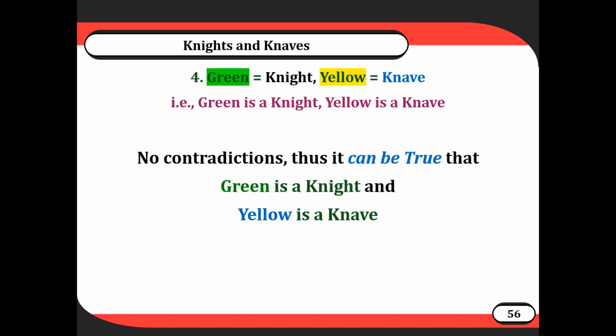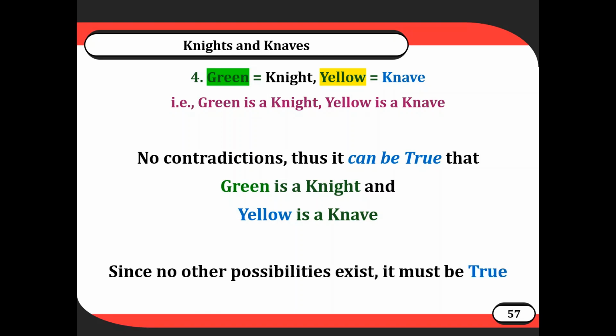So there's no contradictions. Thus, it can be true that green is a knight and yellow is a knave. It's possible. It could be one of many possibilities. However, in our case, we've already ruled out the other possibilities. So this is the only possible scenario that can be true. So the man in green is a knight and always tells the truth, and the man in yellow is a knave and always lies.